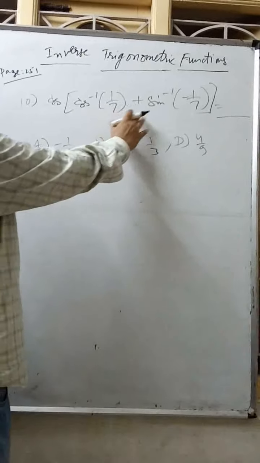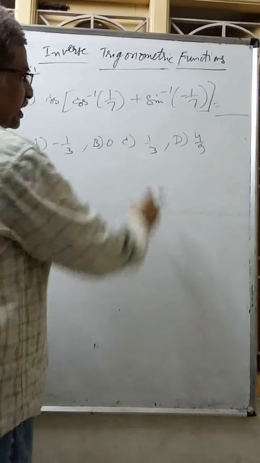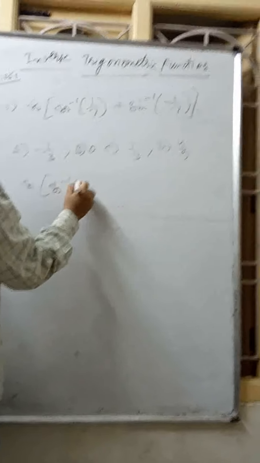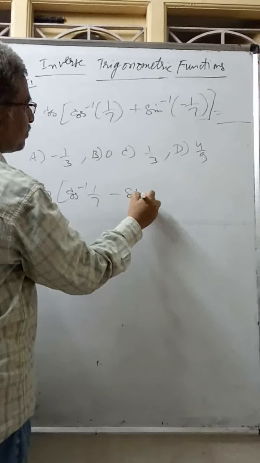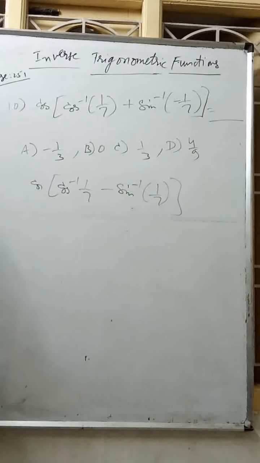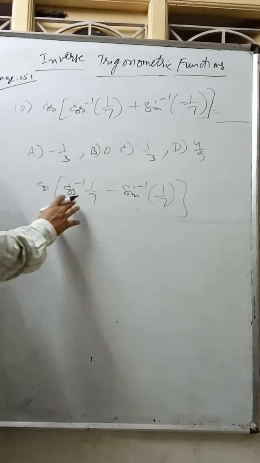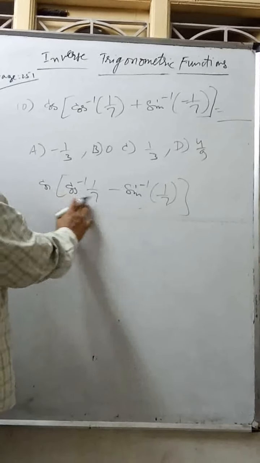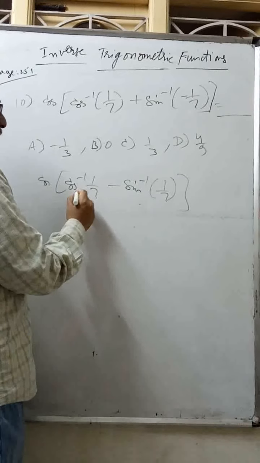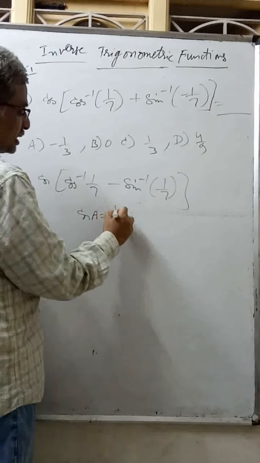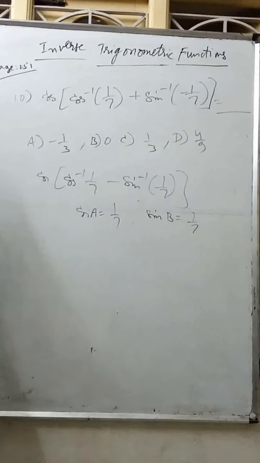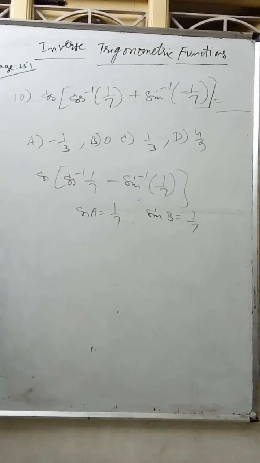Cos of cos inverse 1 by 7 plus sin inverse minus 1 by 7. Sin inverse of minus theta is minus sin inverse theta. Now I can write like this: cos of cos inverse 1 by 7 minus sin inverse 1 by 7. This is first thing. Next, we know that if I take A, this is B, I need to find cos of A minus B simply. So let cos inverse 1 by 7 equal to A implies cos A equal to 1 by 7, and sin B equal to 1 by 7.